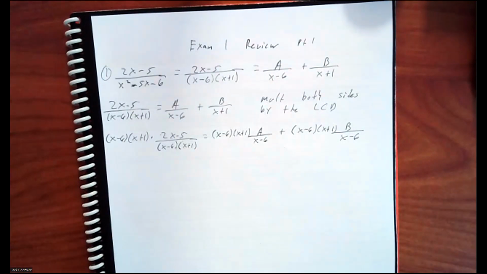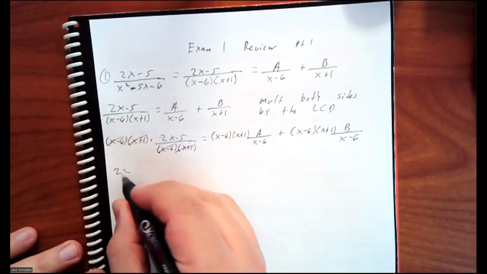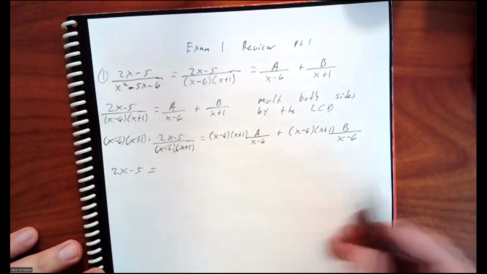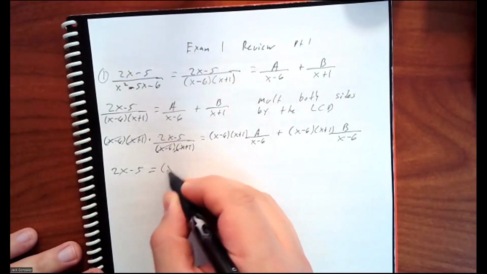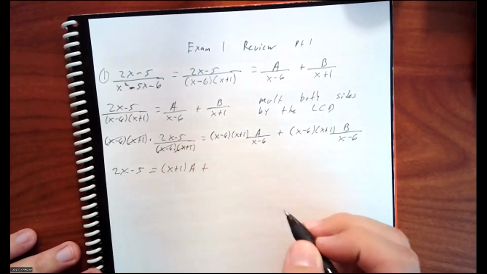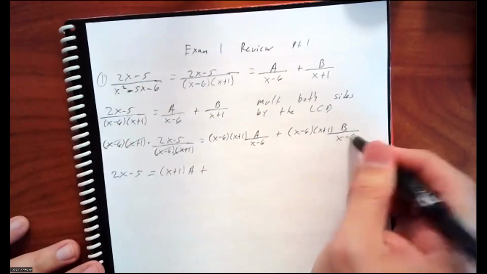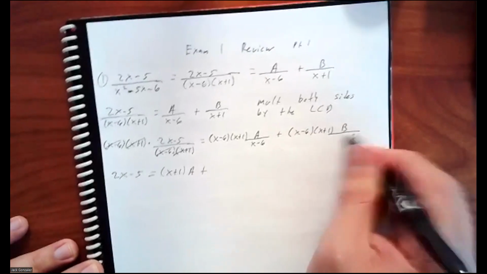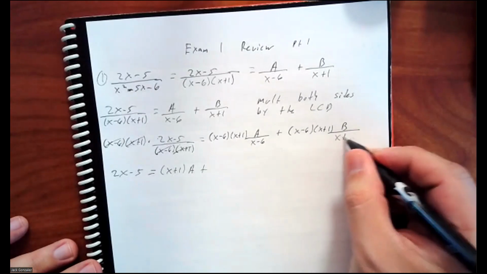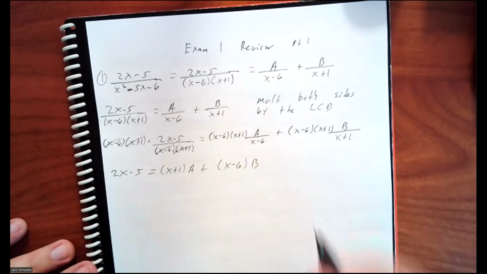So there's LCD on each single term. The left side will only be left with the numerator. Right hand side will be left with the factor that's different. So x plus 1 times A plus, oops, I made a mistake. This should be plus 1 down here. Plus x minus 6 times B.